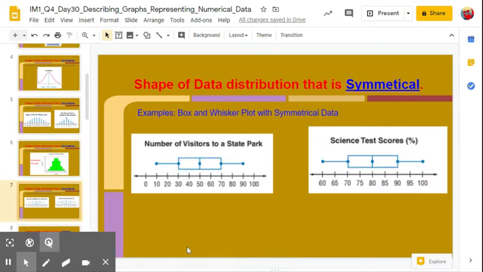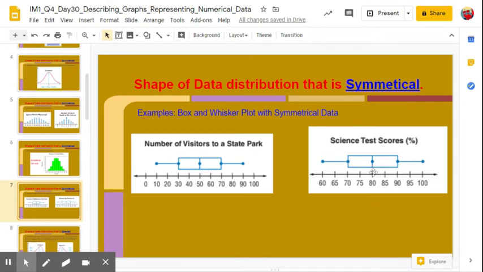Here are two box and whisker plots. So we got a number of visitors at the state park, right? The median is 50. Your Q3 is 70. Your Q1 is 30. Those are both 20 away from the median, right? Very balanced. Your max is at 90, which is 40 away from the 50, and your min is 10, which is 40 away from the 50. That's perfectly symmetrical there.